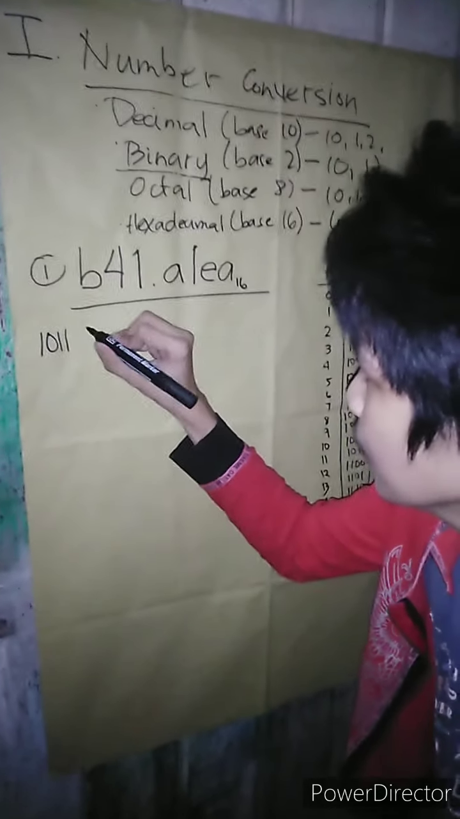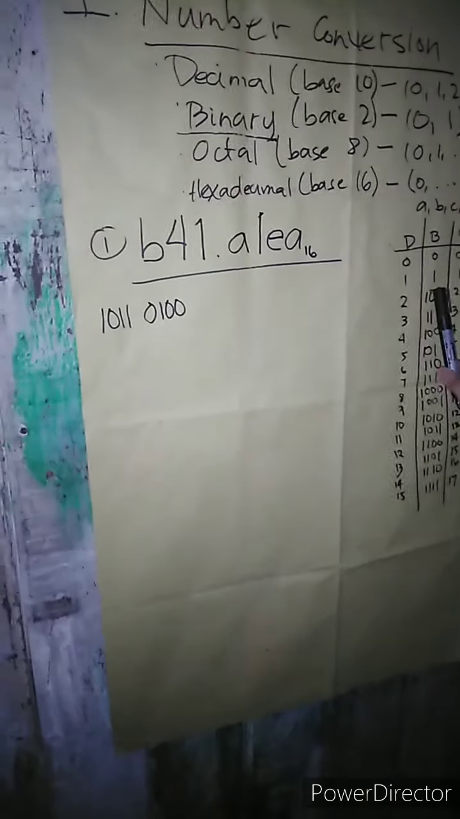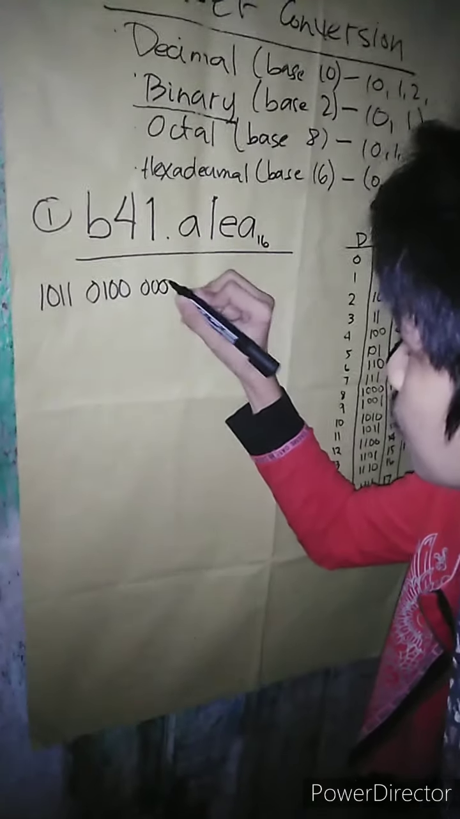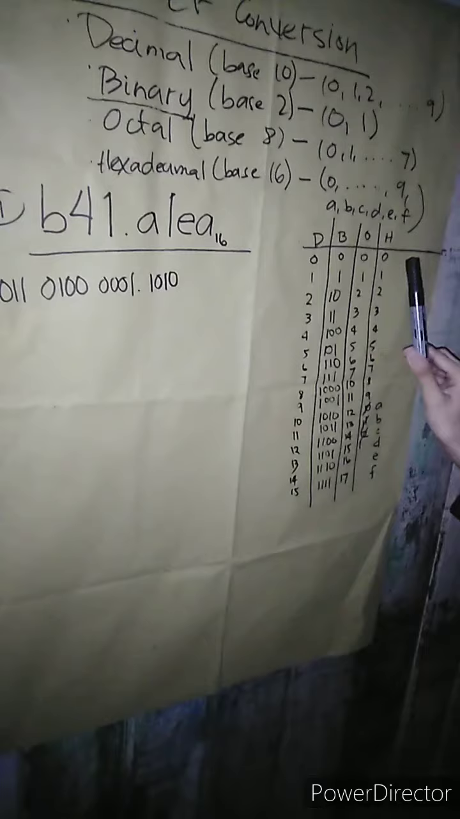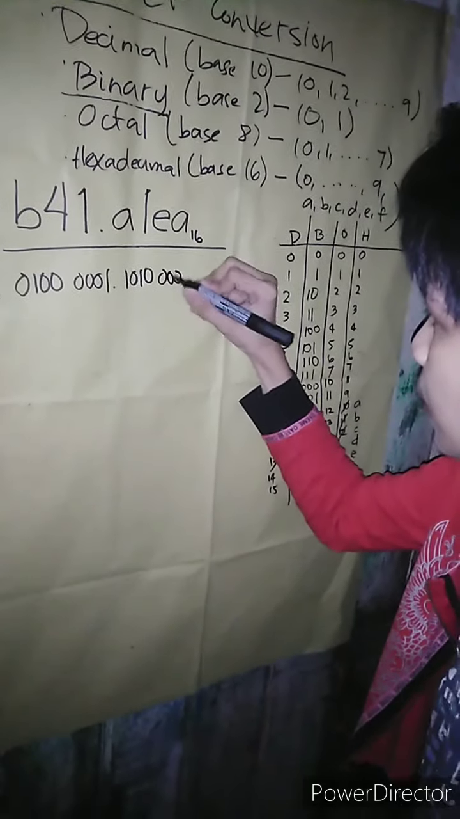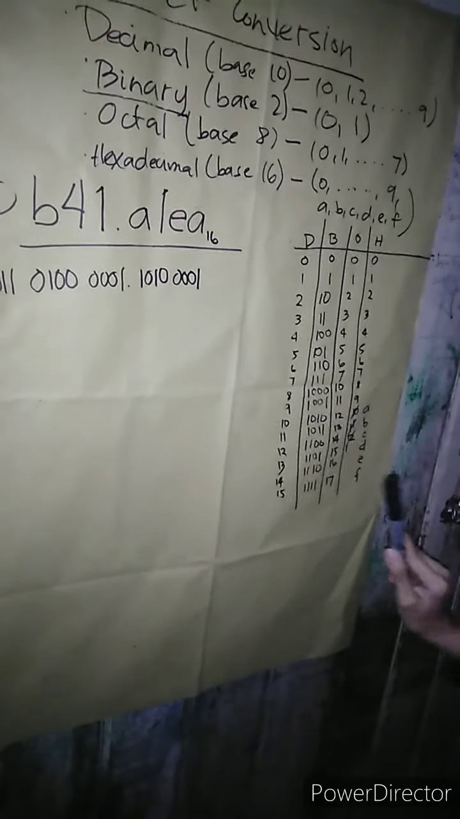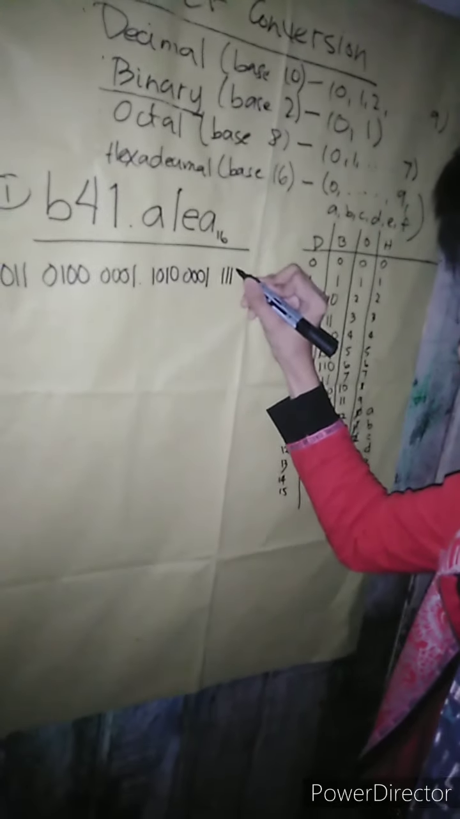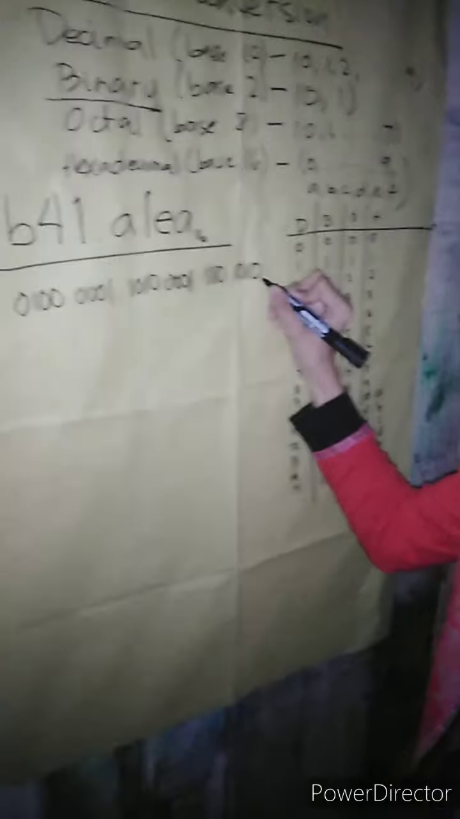1011. For 4, we have 0100. For 1, 0001, and it goes along here. 1010, 0001, 1110, and 1010 base 2.